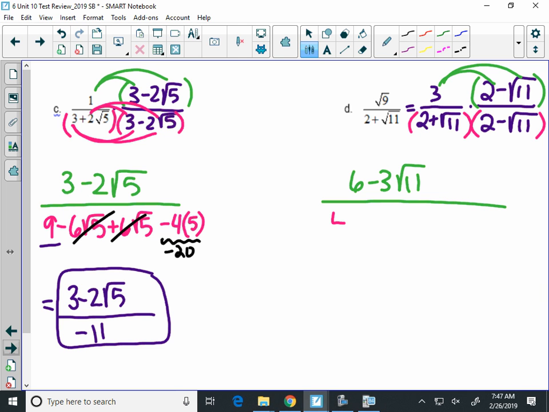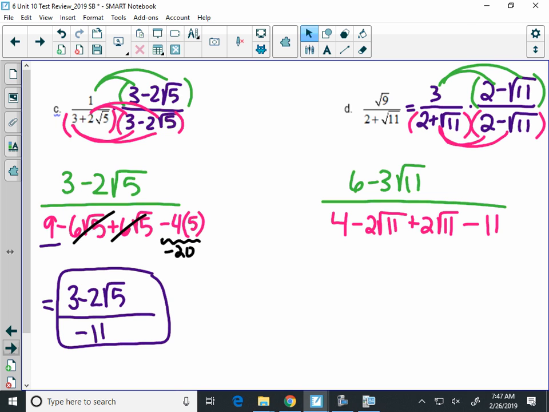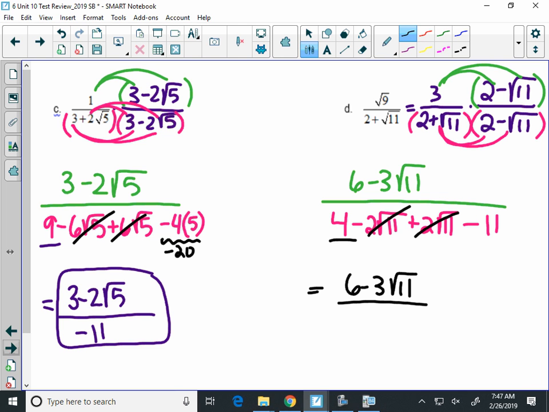2 times 2 is 4, minus 2 radical 11, plus 2 radical 11. And again, a positive times a negative is a negative 11. The inner terms cross off. Our numerator is 6 minus 3 radical 11, and the denominator is 4 minus 11, which is negative 7.